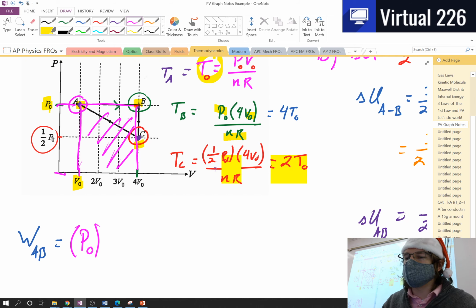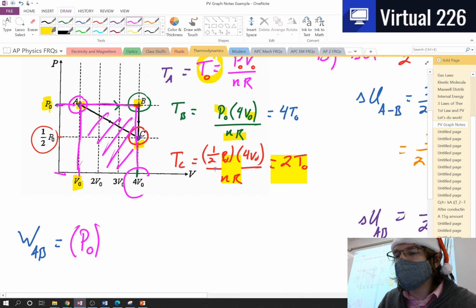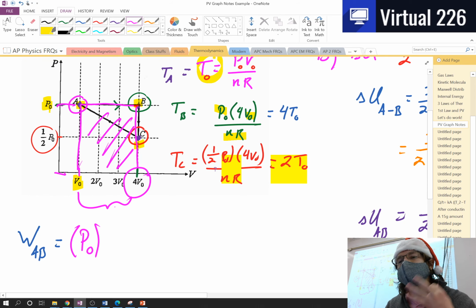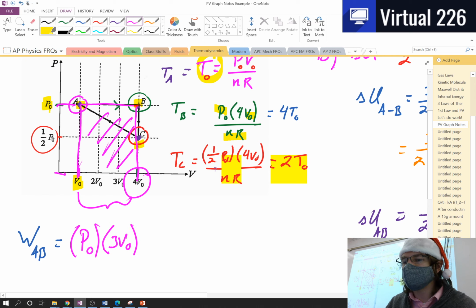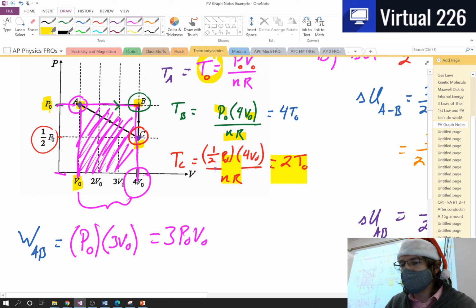Be careful here. People often put 4V naught, but 4V naught is not the width here. The width is 3. We ended at 4V naught, but we began at 1. The difference there is 3V naught. So our total work that we've done here is these values multiplied, because that is the entire area of this rectangle. That's just 3 P naught V naught.